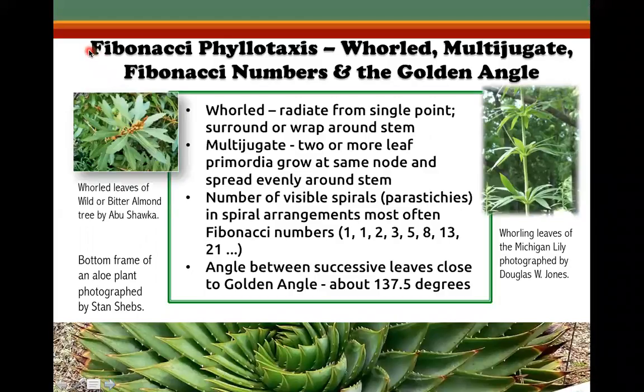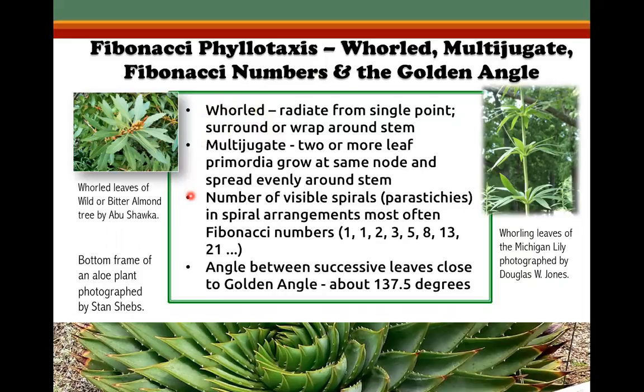Okay, so Fibonacci phyllotaxis. We talked about this in the previous lesson, and here we'll talk about whorled, multijugate, Fibonacci numbers, and the golden angle. So the definition for whorled, and we're talking about vegetation here: this is when leaves radiate from a single point, surround or wrap around a stem. Multijugate means 2 or more leaf primordia grow at the same node and spread evenly around a stem.